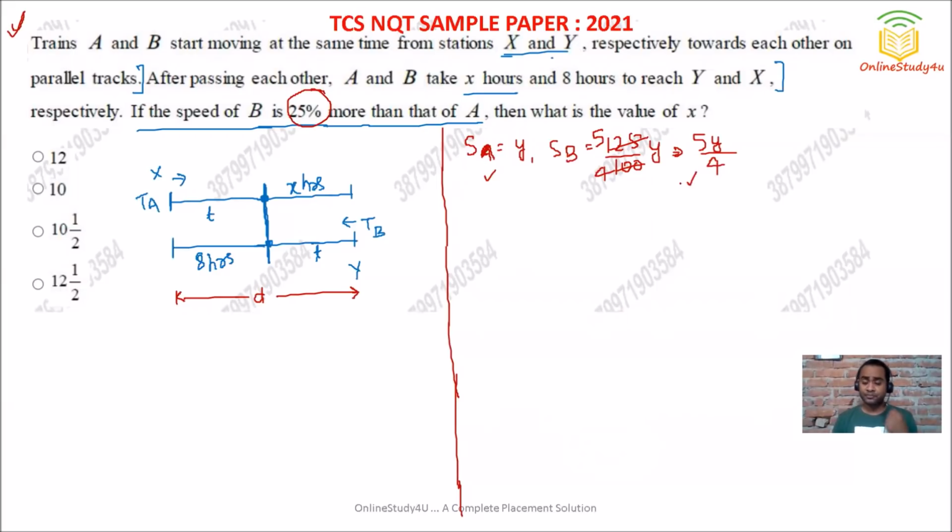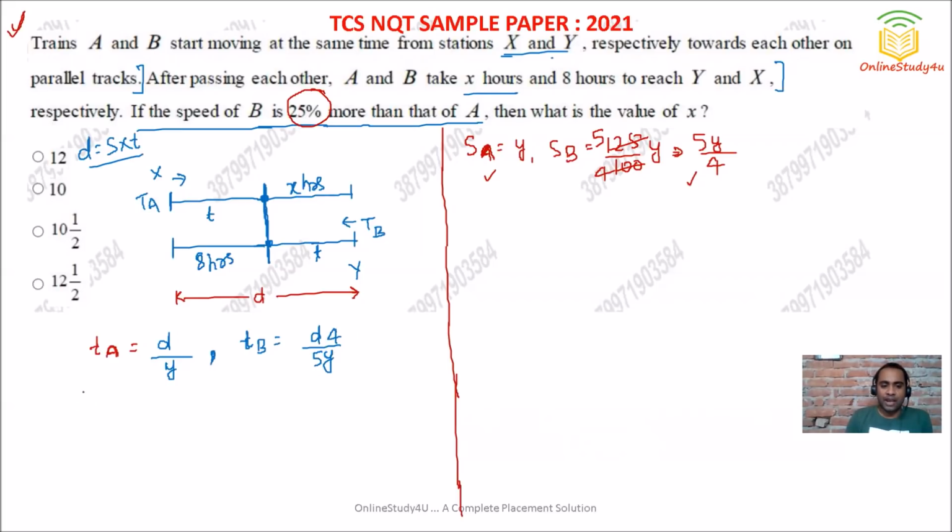Now I will calculate the time taken by A to cover the journey. Friends, we know distance is equal to speed into time, so time is equal to distance by speed. Distance is D, and the speed of A is Y. So the total time taken by A to cover the journey is distance by its speed. And the total time for train B will again be distance divided by speed. The speed of B is 5Y by 4, so this will go here.